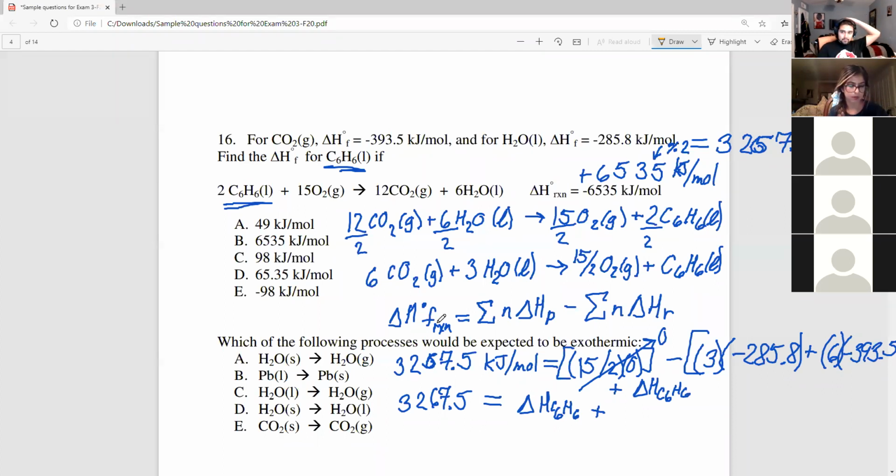I got 3218.4. I got that too. 3218, yes, 0.4. So we'll subtract that from both sides. And what do we get? 3267.